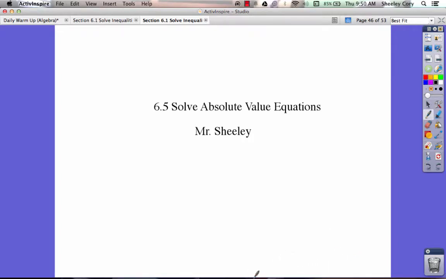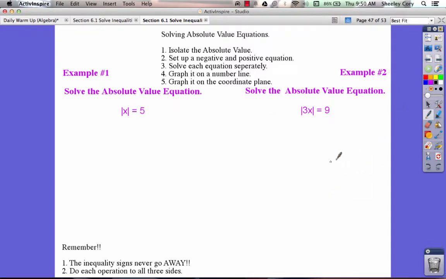Okay, today's topic is going to be over solving absolute value equations. So we're going to go away from inequalities for just a little bit, and we're going to talk about how to solve absolute value equations. An absolute value equation, basically we need to talk about what an absolute value is. So absolute value stands for the distance that you are from zero. So the absolute value of something is the distance you are from zero.